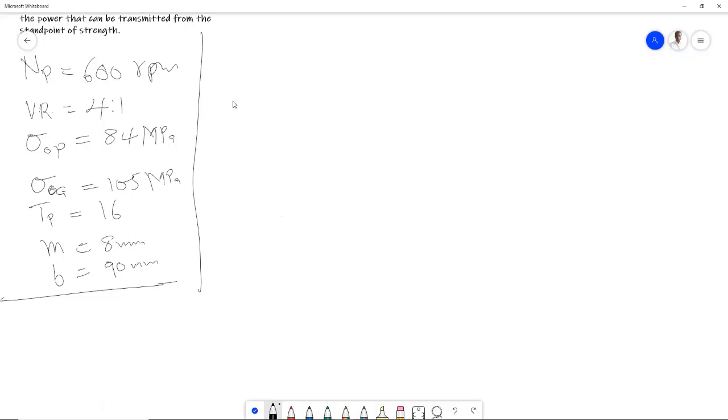Okay, we said something that to design gears, for the standpoint of strength, we have to look at the gear that is weaker. And we mentioned earlier that if the gears are made of the same material, then the pinion is the weaker element. But if they are made of dissimilar materials, like in this case where we have the pinion made of bronze and the gear made of cast iron, we need to determine which of the two is weaker. We're given the allowable static stress for each of them, so we can determine the strength factor.